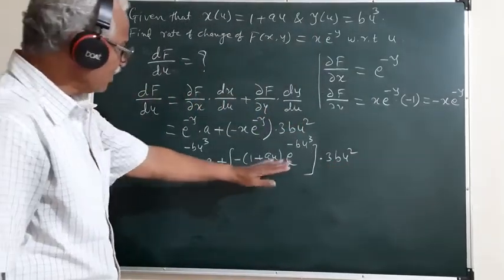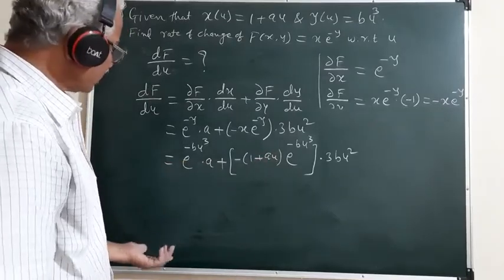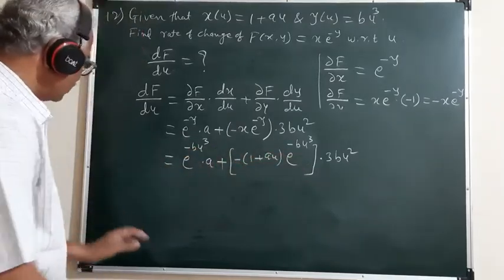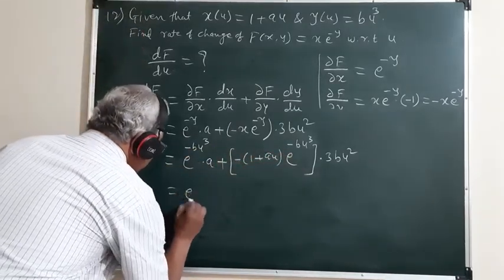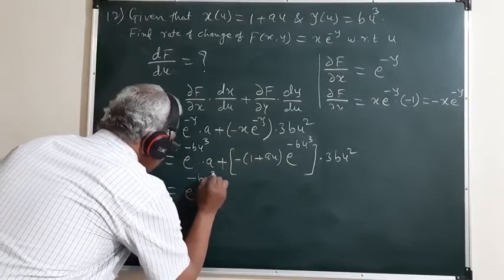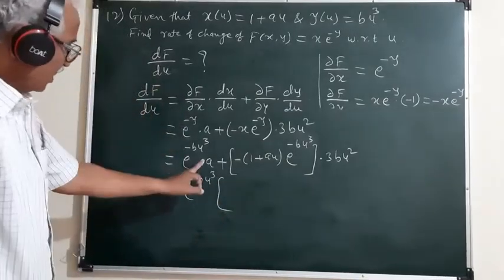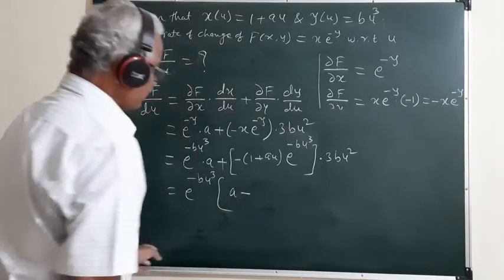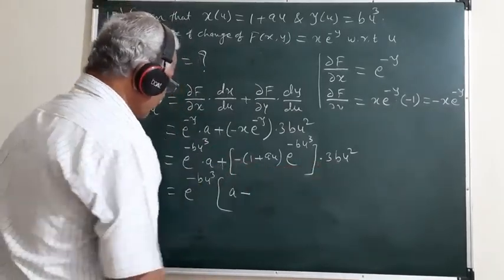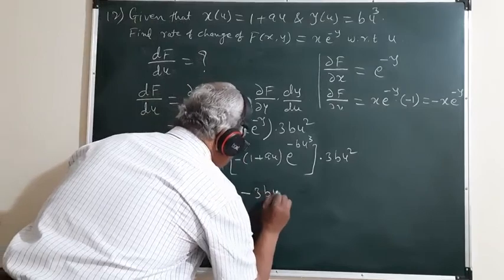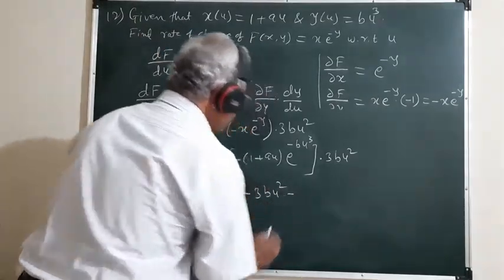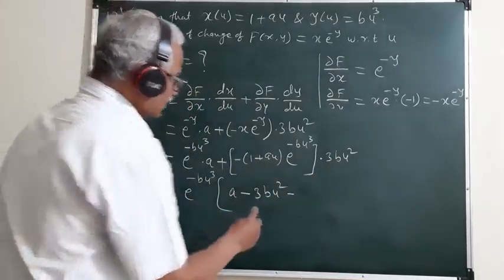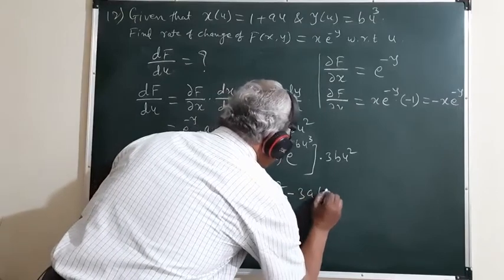Before opening the bracket, we can take e raised to minus bu cube common from these two terms. So this can be expressed as e raised to minus bu cube into bracket: the first term will be only a, minus 3bu square, then minus 3bu square into au, which is 3abu cube.